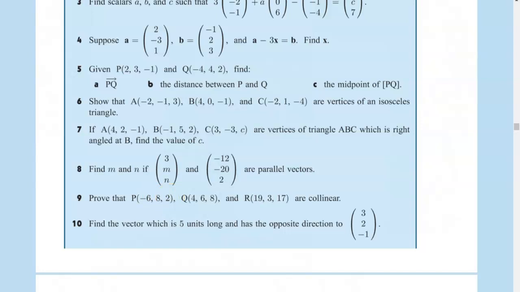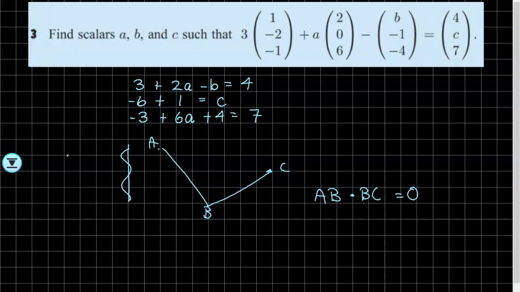Okay? Because if you think about collinear, these 3 points are not collinear. But 1, 2, 3, these 3 points are collinear. So P to Q will be a factor or a multiple of P to R or Q to R.